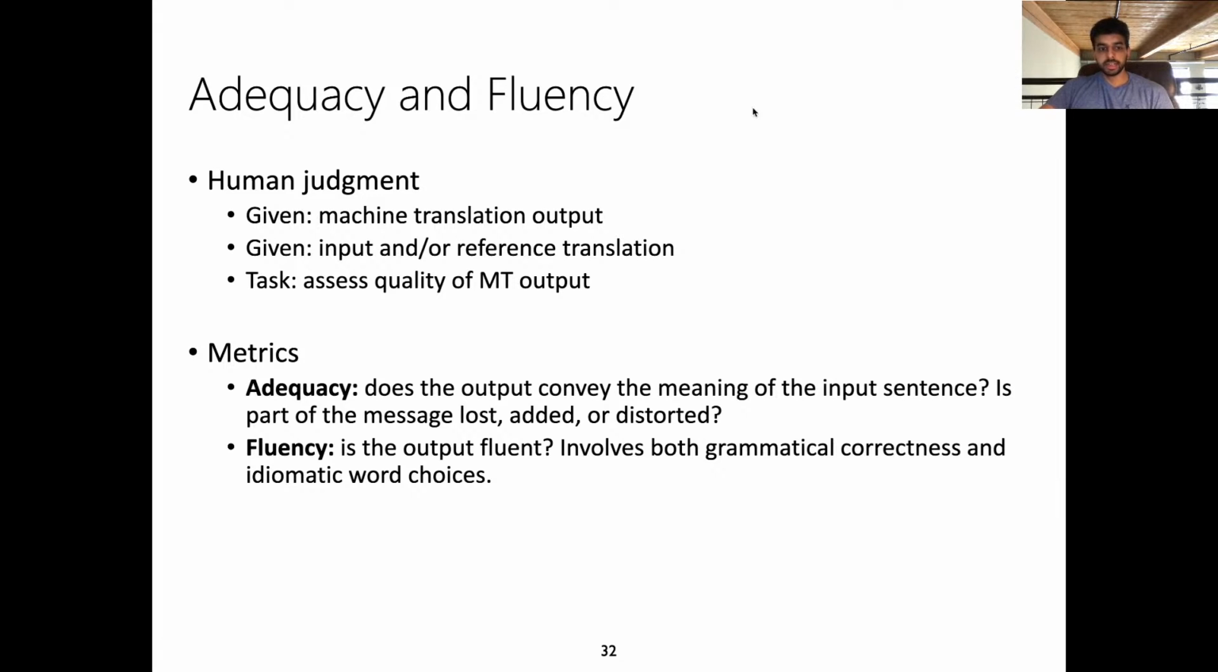So as I was saying, the other dimension here is fluency, and you can have a perfectly fluent generated output that has nothing to do with the source sentence, right? So this would be bad, and we would want our adequacy score to be low in this case.